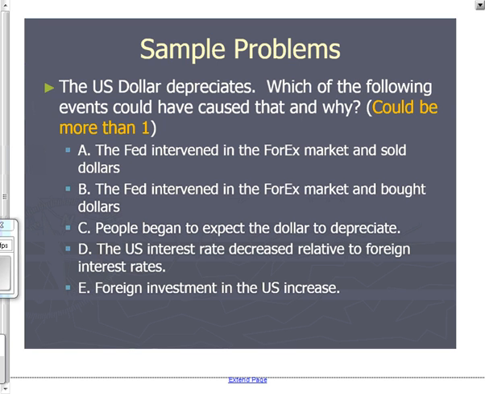C is also a reason why the dollar would depreciate. D, the U.S. interest rate decreased relative to foreign interest rates. Same thing.